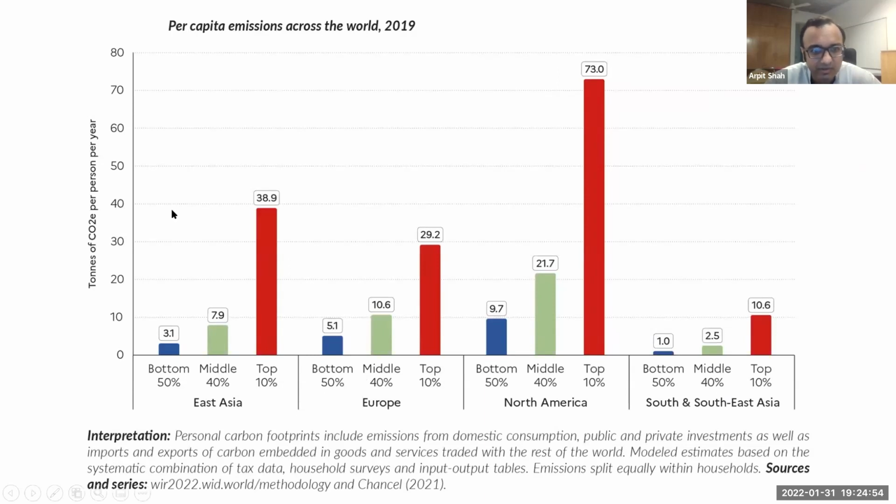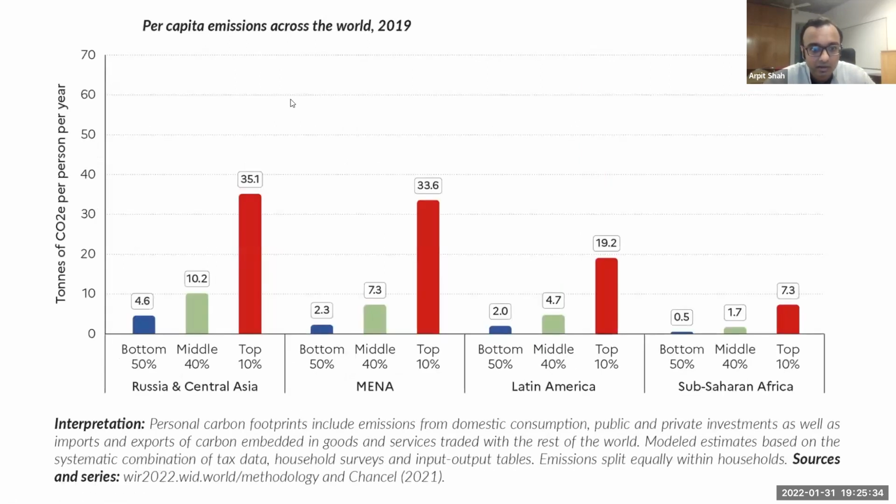This splits up this same inequality by different regions. The same story across regions, right? The top 10% emit much more than the bottom 50%. Especially if you look at North America, the top 10% are emitting 73 tons per year. India, for example, part of South and Southeast Asia, emits almost 11 tons. North America, Europe, and East Asia, which is basically Japan and North Korea or South Korea, are the very high emitters. North America again stands out as an exception, primarily because of the US and Canada. Their emission levels are extremely high in those countries.